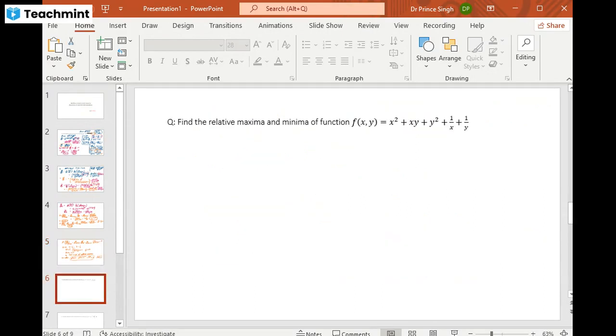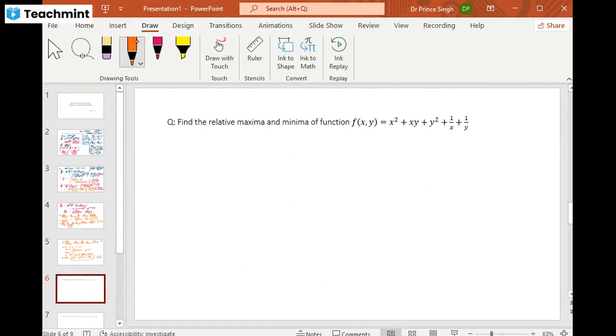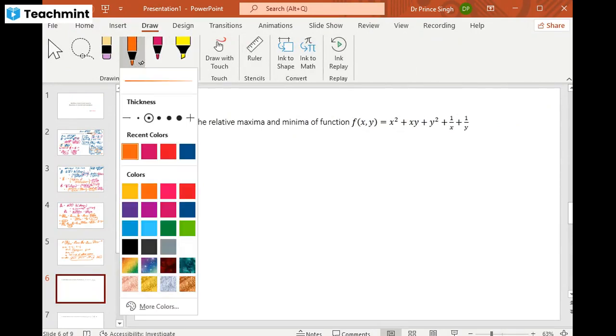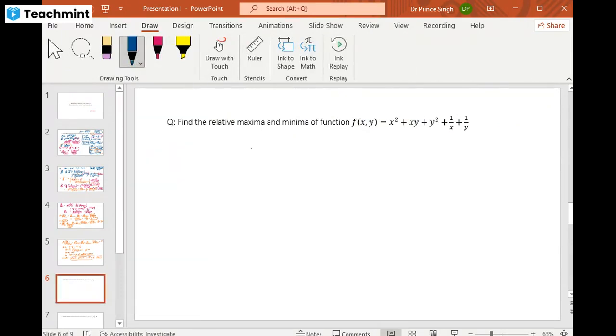Now consider another problem. This time we are given a function here: x² + xy + y² + 1/x + 1/y. Let us try this part. So the first step is we need to find the extreme point. For that we calculate ∂f/∂x: derivative of x² is 2x, derivative of xy is y, derivative of y² is 0, minus 1 upon x².